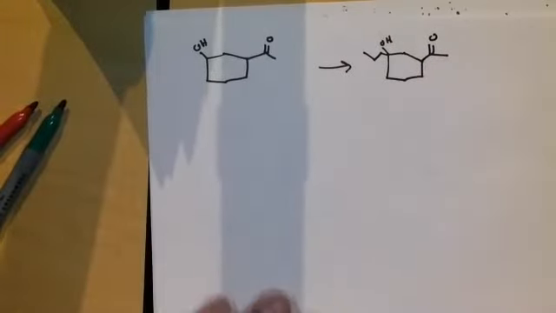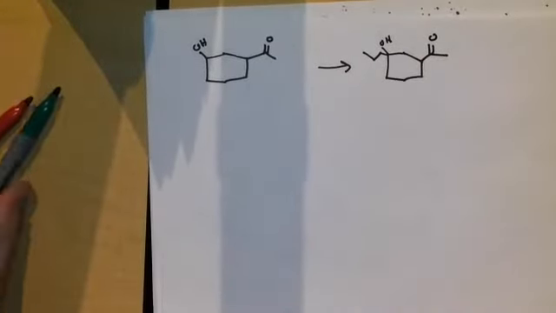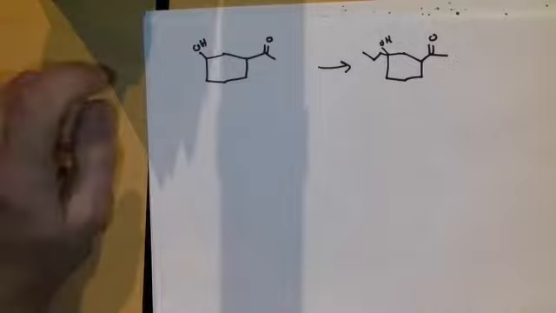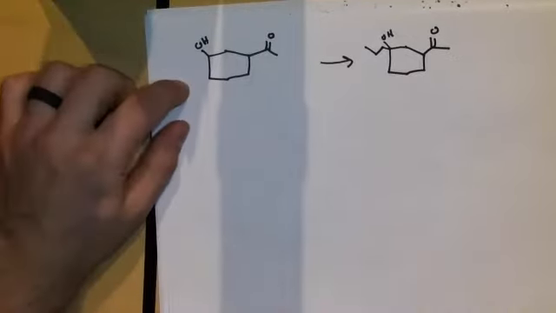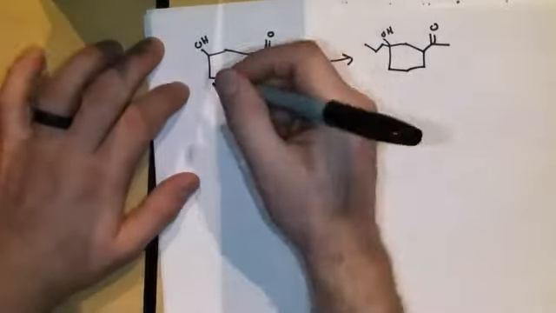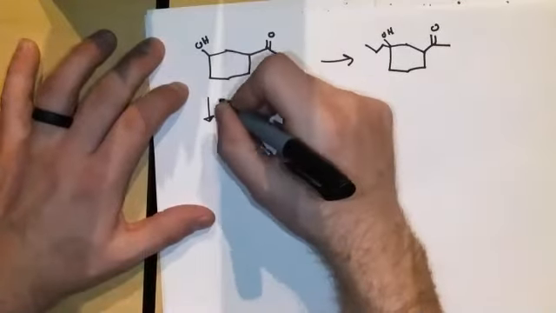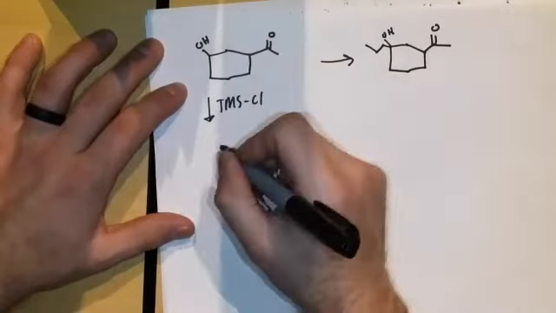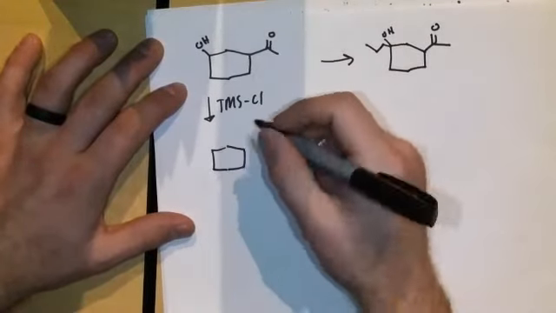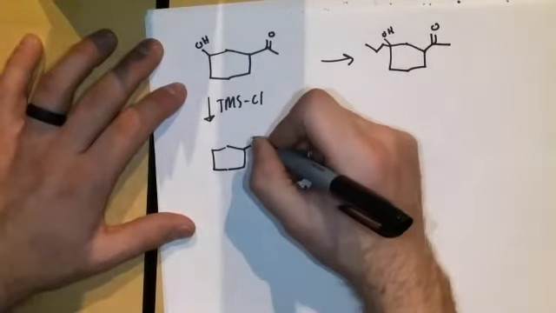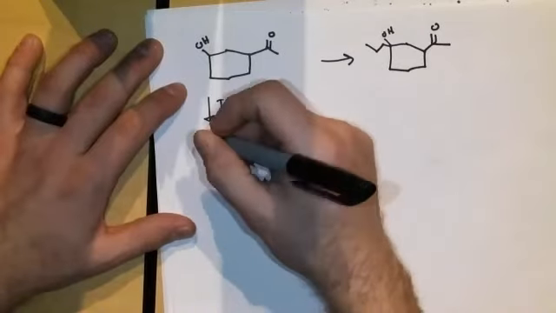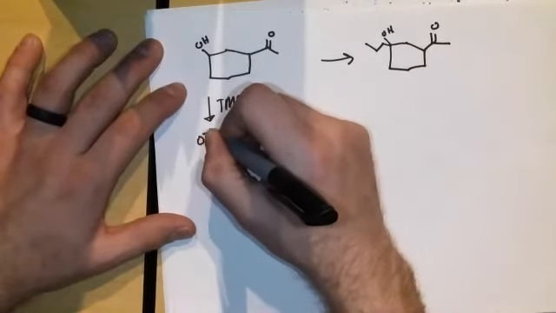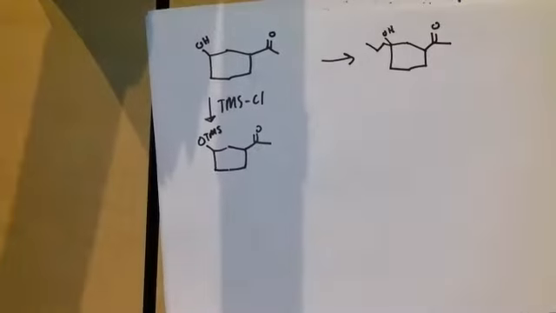We're going to have to use a protecting group. We're actually going to have to use it twice for this one. So the first time we're going to have to use it is immediately. So if we throw in TMS chloride, we can now do our Grignard.